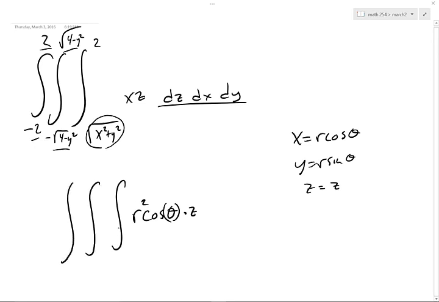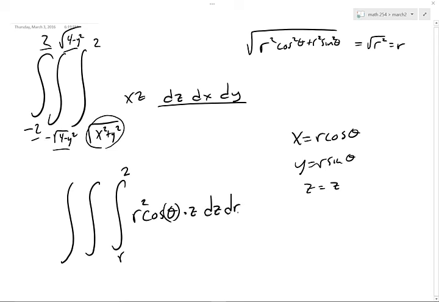This is going to stay our z-axis, so what are you going to get? You're going to get the square root of r squared cosine squared plus r squared sine squared, which of course, cosine squared plus sine squared is 1, so it's the square root of r squared, of course, which is just r. So I'm going to go from r to 2. So this is dz, and then I'm going to probably go dr.